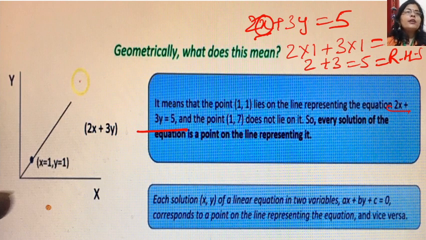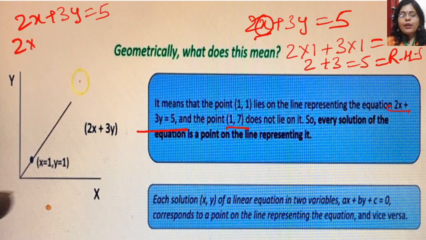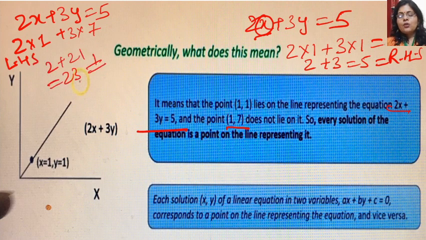This should be very well understood, and we should keep it in mind. Suppose let us take one example. We are taking the coordinates 1 and 7. If we put in the same equation 2x plus 3y equal to 5, x value of 1 and value of y equal to 7, what do we get? In LHS, 2 plus 21, it is 23, which is not at all equal to RHS. It never satisfies, so this cannot be the solution of the linear equation.